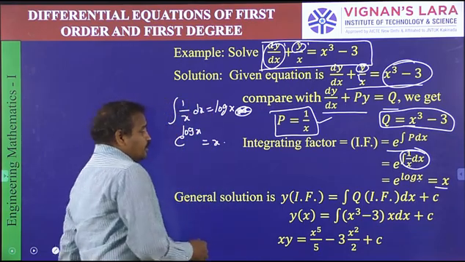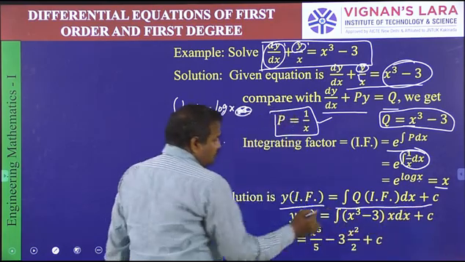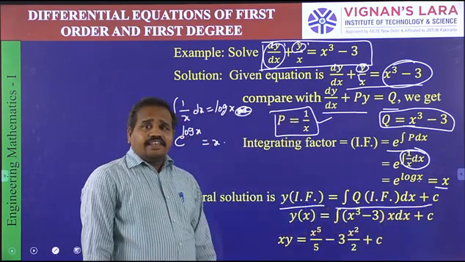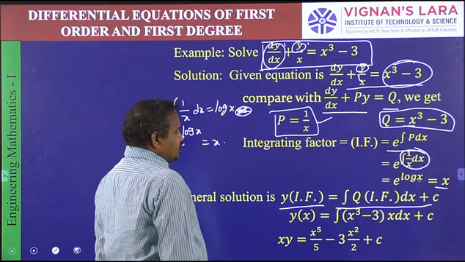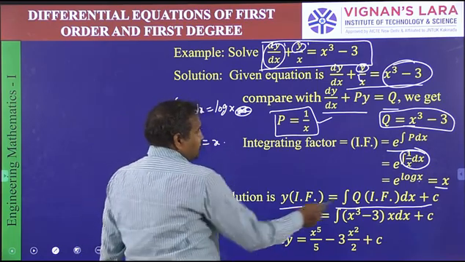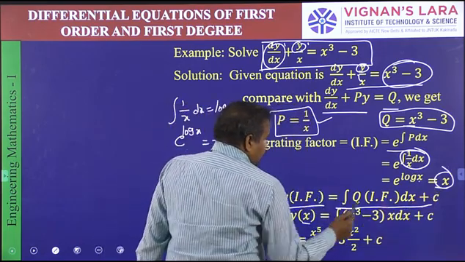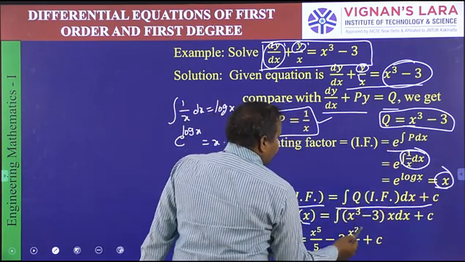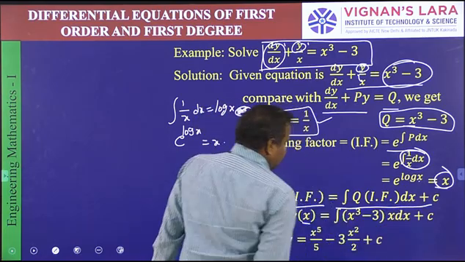Coming to the fourth step. What is the fourth step? General solution. What is the general solution formula? Y into integrating factor is equal to integral q into integrating factor into dx plus c. Y into integrating factor value is x. Substitute that one here. Integral q. What is the value of q? X cube minus 3 into integrating factor x into dx plus c.